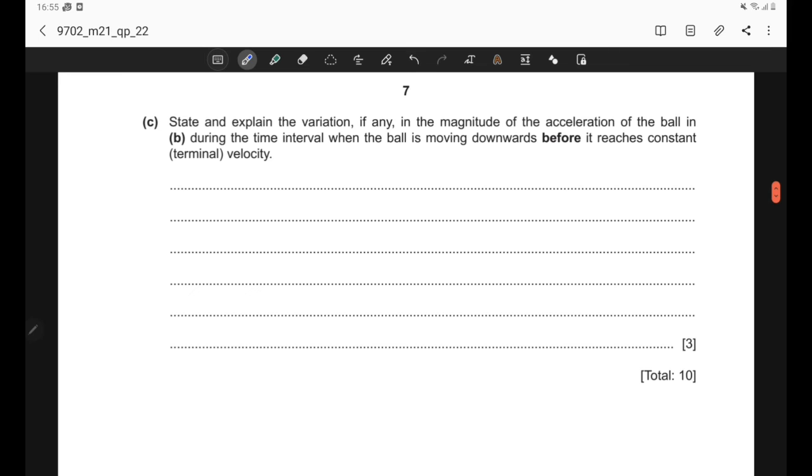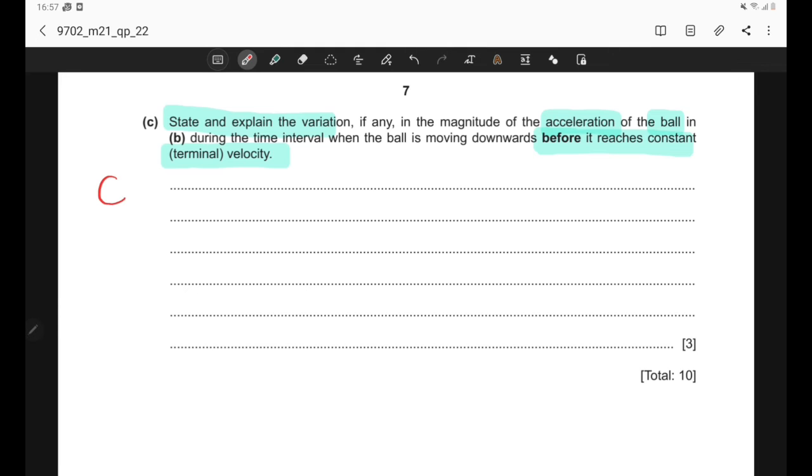Part C. State and explain the variation, if any, in the magnitude of the acceleration of the ball in B during the time interval when the ball is moving downward before it reaches constant terminal velocity. So here we need to state and explain what happens to the acceleration of the ball during the time interval when the ball is moving downwards before, very important, before reaching the constant terminal velocity. So you just need to mention what happens to the acceleration of the ball from its initial position till it reaches the terminal velocity. So let's look at the figure.